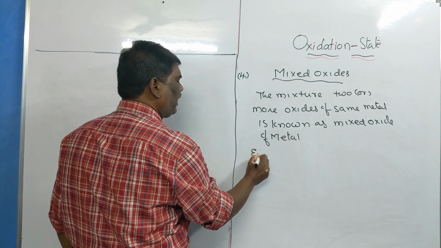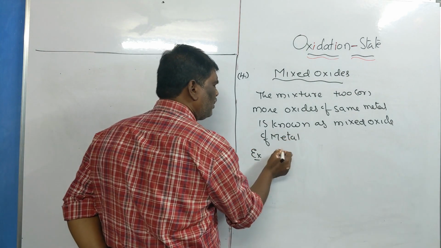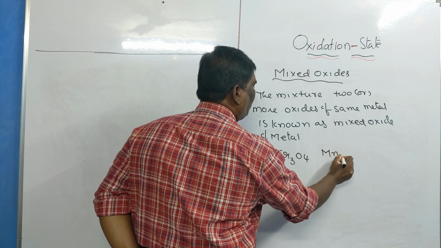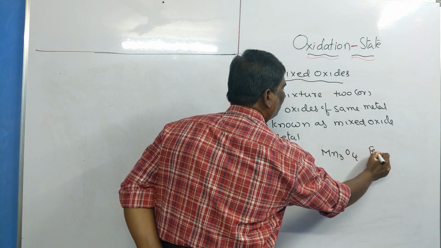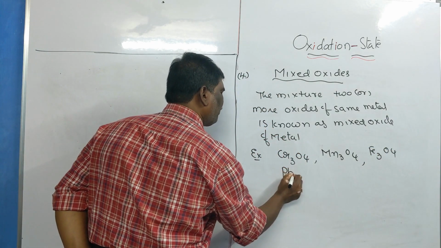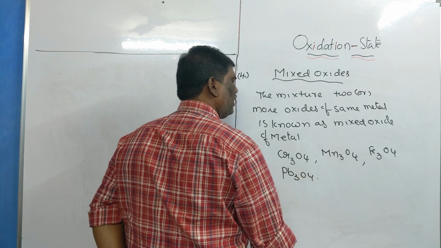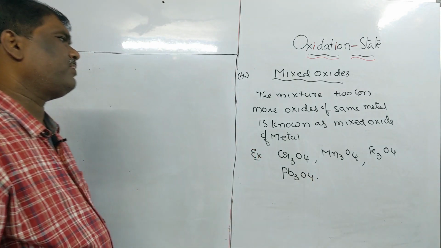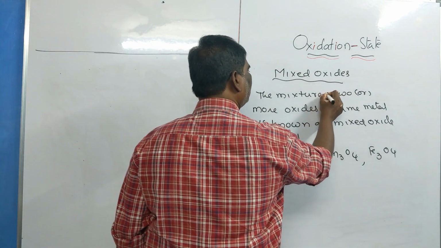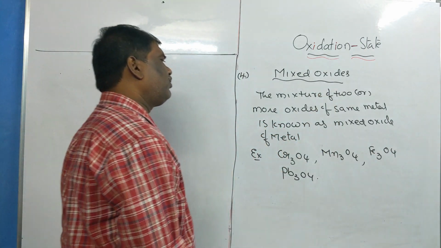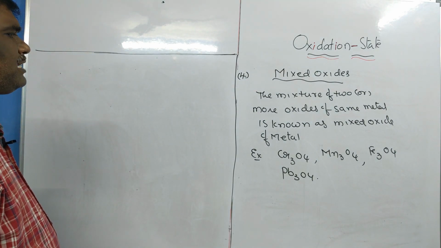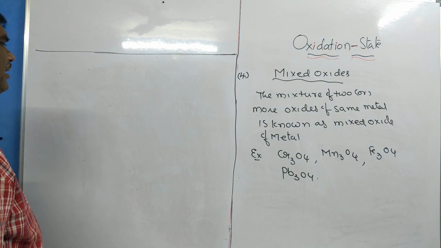The examples are Cr3O4, Mn3O4, Fe3O4, and the last one Pb3O4. These are the mixed oxides we have. The mixture of two or more oxides of the same metal is known as a mixed oxide of the metal.